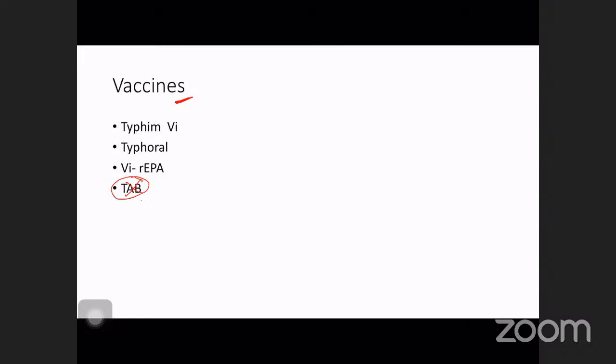So we have got 3 vaccines now. Typhoid Vi, this is against the capsular polysaccharide Vi. And Ty21a, this is a live attenuated strain. The entire organism is attenuated.